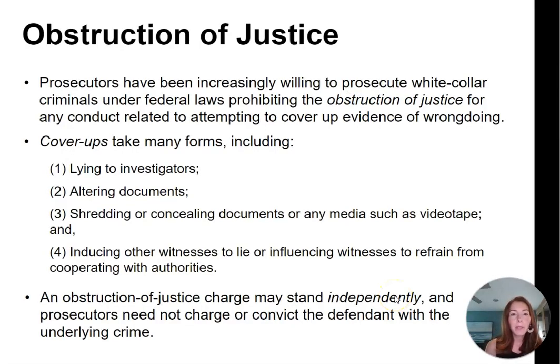So another crime that we want to be aware of is obstruction of justice. Obstruction of justice is conduct related to attempting to cover up evidence of wrongdoing. It's interfering with the ability to find justice or to result in justice in some sort of proceeding or process. That could be the crime of obstruction of justice. So it can take different forms. Here are some examples here. So lying to investigators.